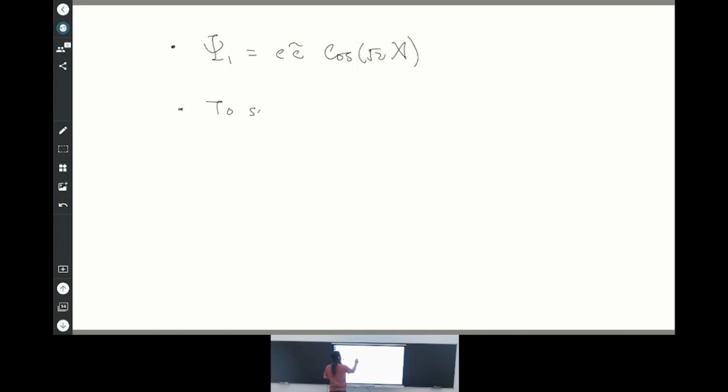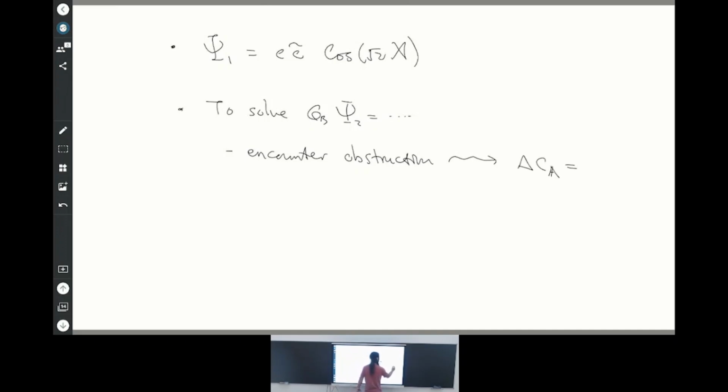To solve for psi 2, which is Q psi 2 equals something, by solving the string field equation order by order, you will encounter an obstruction, which indicates that the central charge of the CFT A would have been shifted by some quantity of order lambda squared.